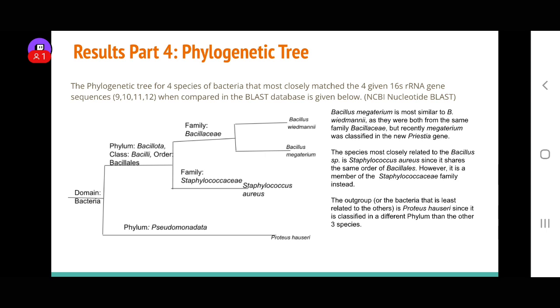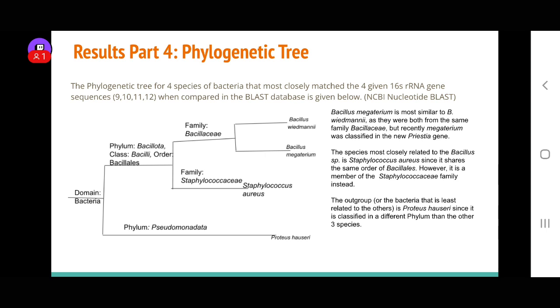And from the data of the compared 16S rRNA gene sequences provided by Nucleotide BLAST from NCBI, we had the 4 following species. We had 2 Bacillus species, weidmanni and megaterium. These are both closely related species to each other, since they're from the same family, Bacillaceae.